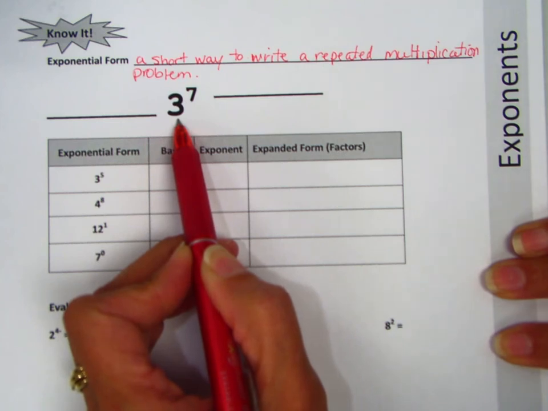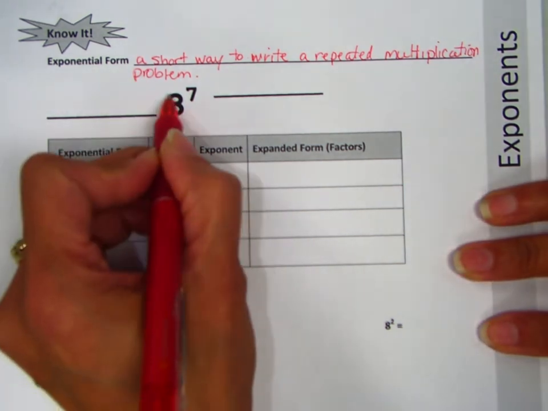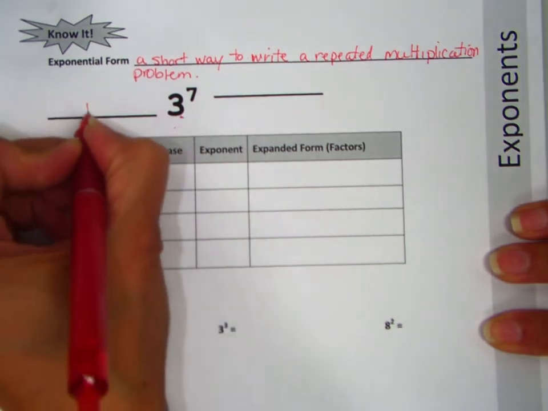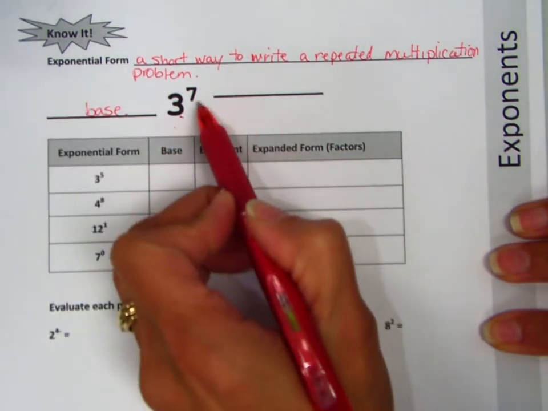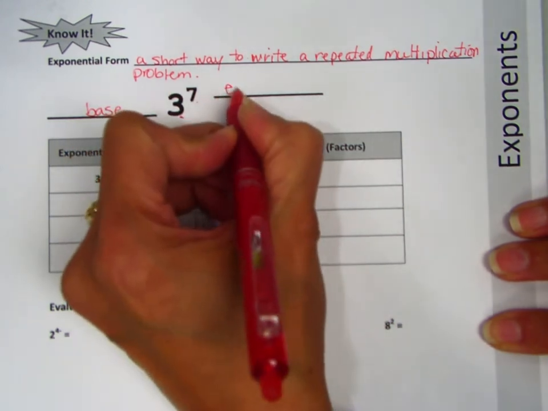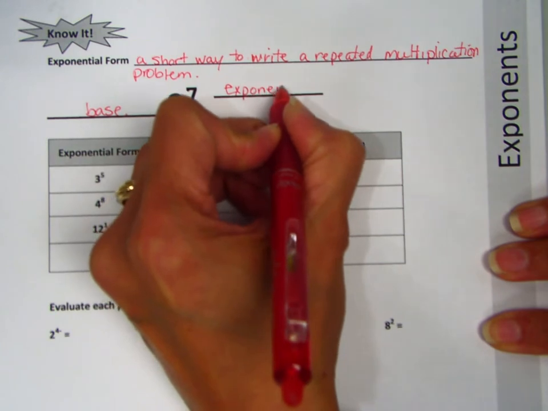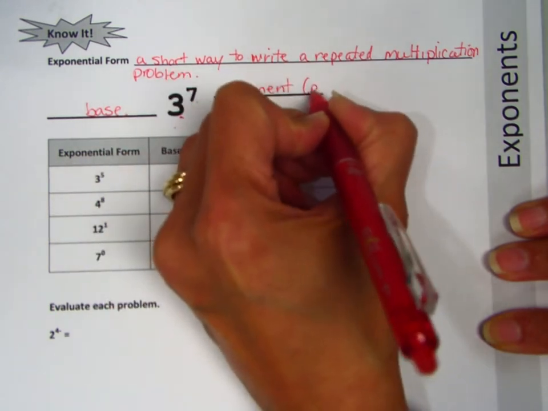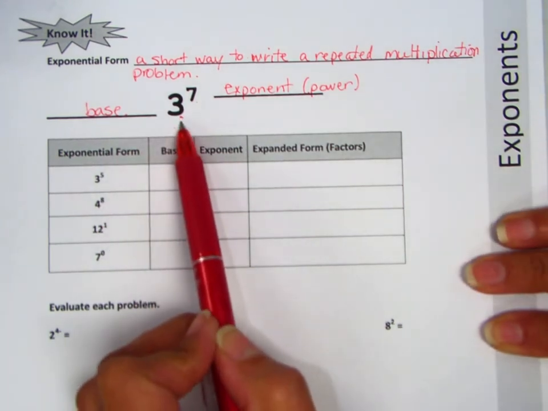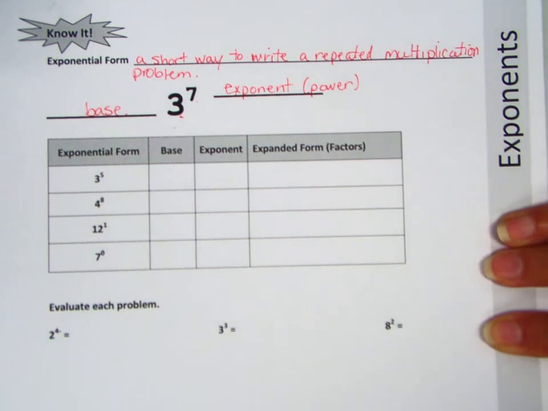In a moment I will show you how this becomes a multiplication problem. But we also need to know the parts of an exponential form. The part down here, the one that looks bigger, is called the base. And then at the top, towards the right, you will have the exponent. The exponent is also called the power. And it is going to power up your base into a multiplication problem. So let's see how that works to give it some power.